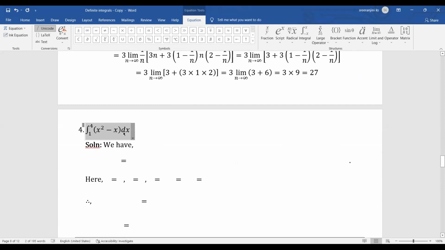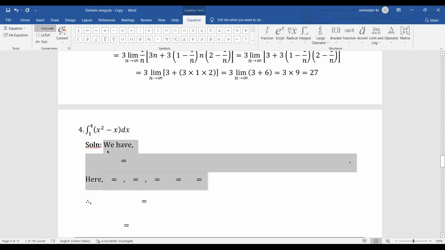Integral from 1 to 4 of x square minus x dx. And here itself, we can make the outline. If x square is there, it will take us to the sum of squares of the first n minus 1 natural numbers. If x is there, it will take us to the sum of the first n minus 1 natural numbers.